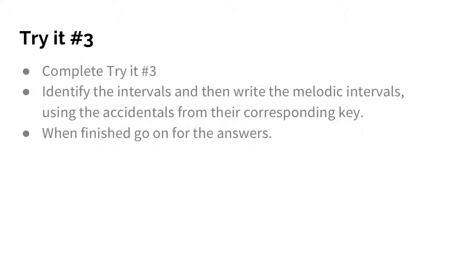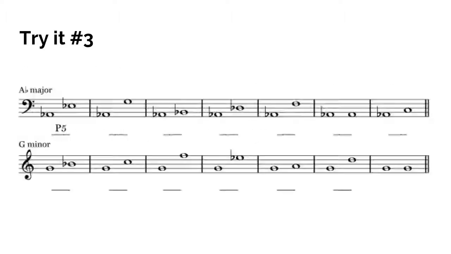All right, complete triad 3 and identify the intervals, and then write the melodic intervals using the accidentals from their corresponding key. When finished, go on for the answers. So here it gives you the example first of a perfect 5th.